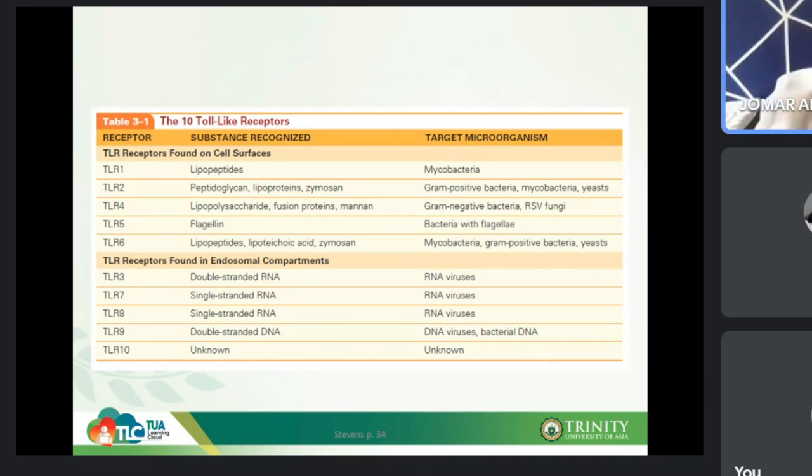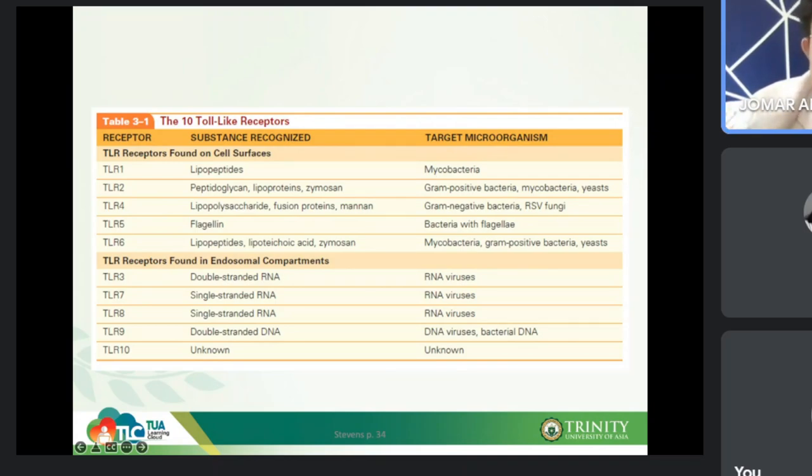Some can be found inside our cell, which we call your endosomal TLRs. We have endosomal TLRs because there are some intracellular pathogens such as some bacteria are intracellular, but also, most importantly, okay, viruses. Viruses are always intracellular. So they are obligate intracellular. So we also need toll-like receptors that will identify any foreign material that has already been inside our cells. Aside from that, of course, we have your TLR that are found on the surface. So those that identify lipopeptides are TLR1, TLR2 for your peptidoglycan, lipoprotein, and zymosin.